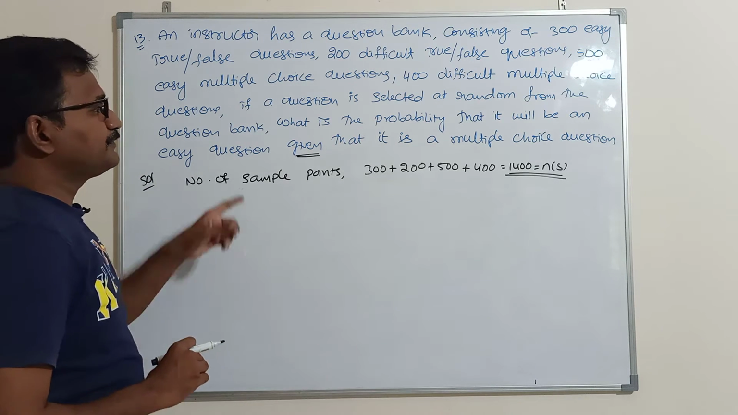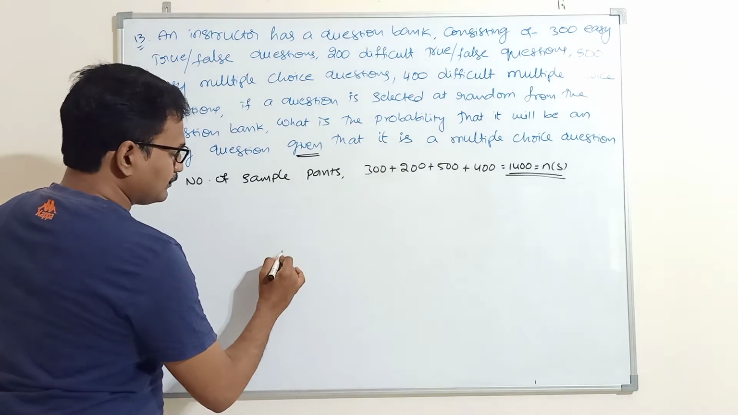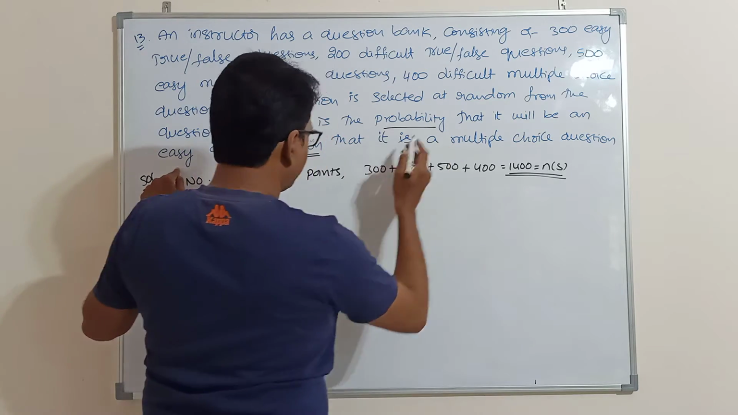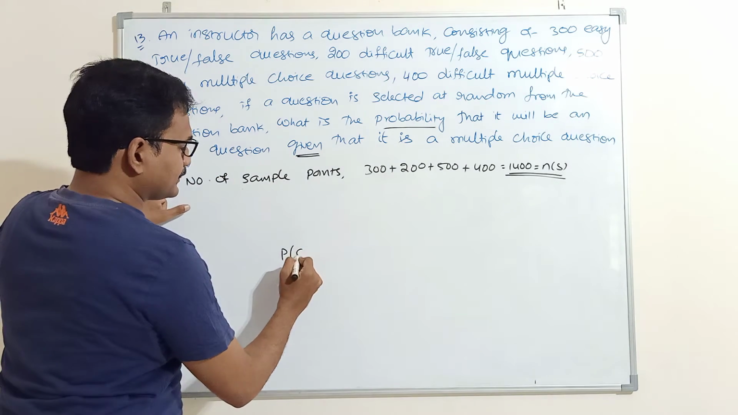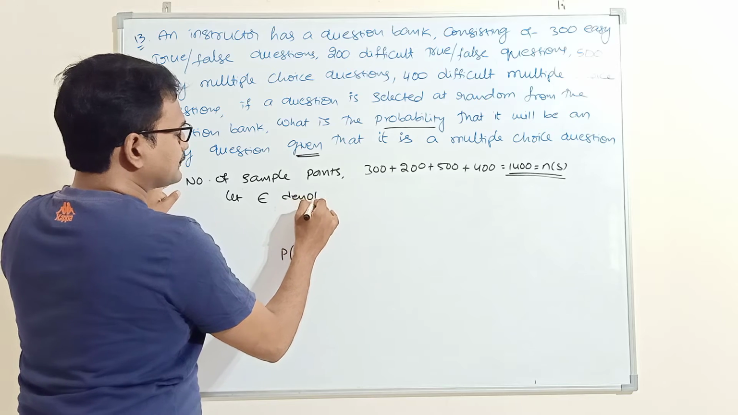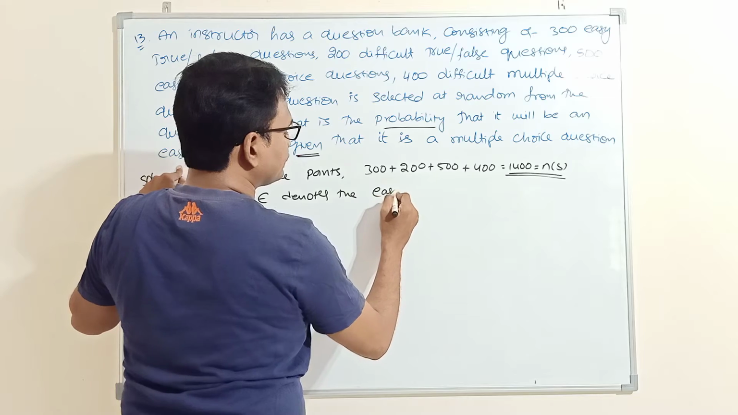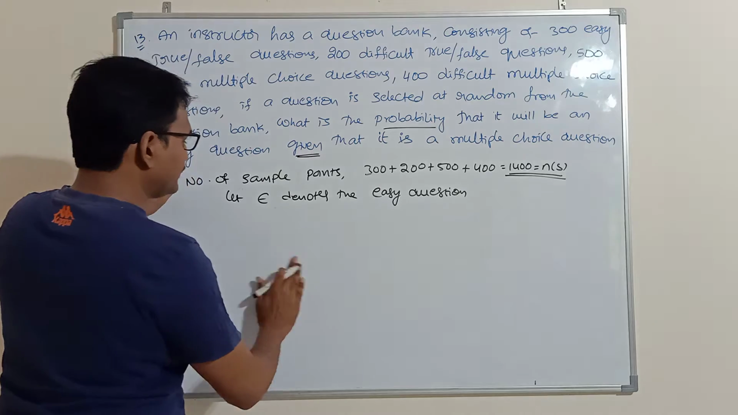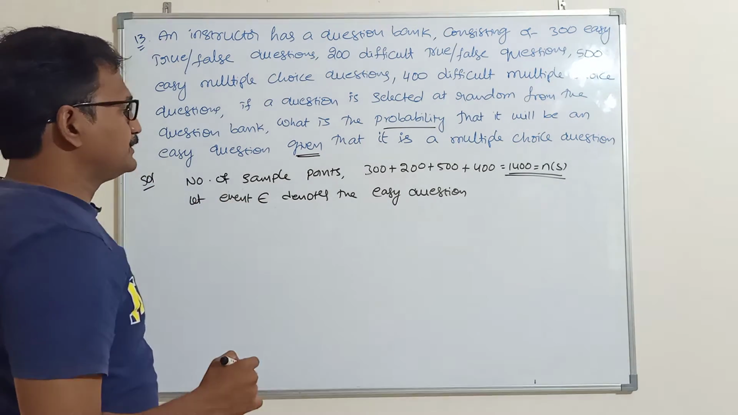So if a question is selected at random from the question bank, what is the probability that it will be an easy question? After probability, so take probability means P. It will be an easy question. Let event E denote the easy question.